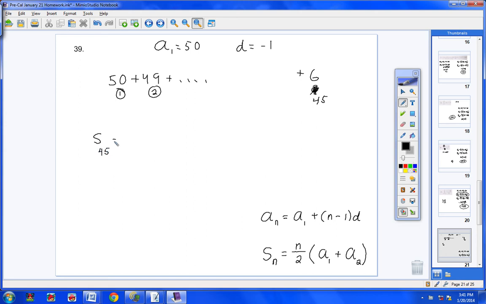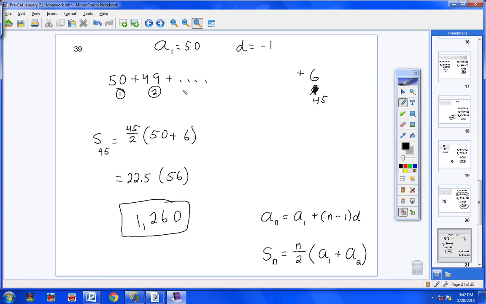So the sum of 45 terms, here's your sum formula down here, equals 45 over 2. What's your first term? 50. What's your last term, or your 45th term? 6. So we have 22.5 times 56, because 45 over 2 is 22.5, and 50 plus 6 is 56. And if you multiply that correctly, you will get 1,260. And that's how many poles you have. That's a little bit of work, but that's a lot faster than adding all of those up.